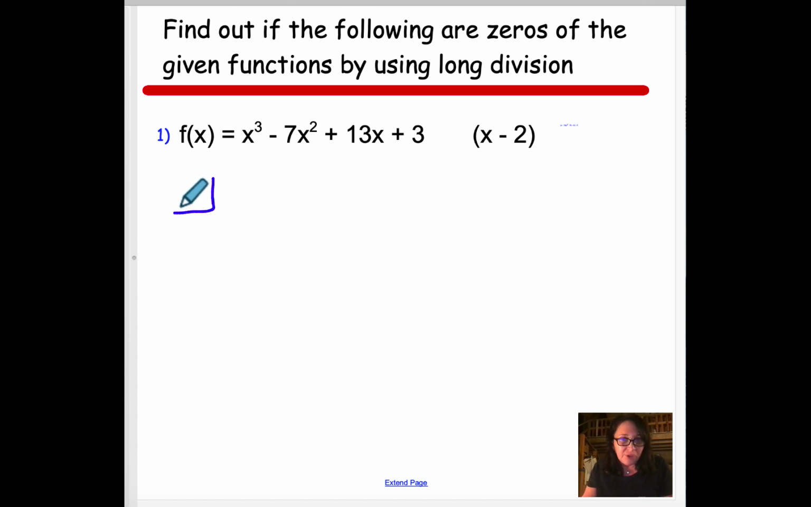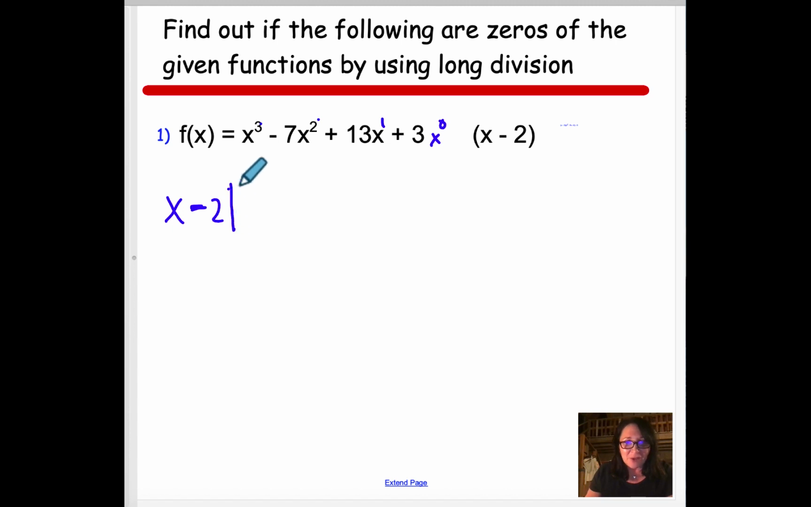And then we go x times what is negative 5x squared? So that's going to be negative 5x. Negative 5x times x is negative 5x squared, and negative 5x times negative 2 is positive 10x. So we're going to subtract the quantity. The first term is going to cancel every time. 13 minus 10 is 3. And I'm going to bring down the next term, which is a plus 3.